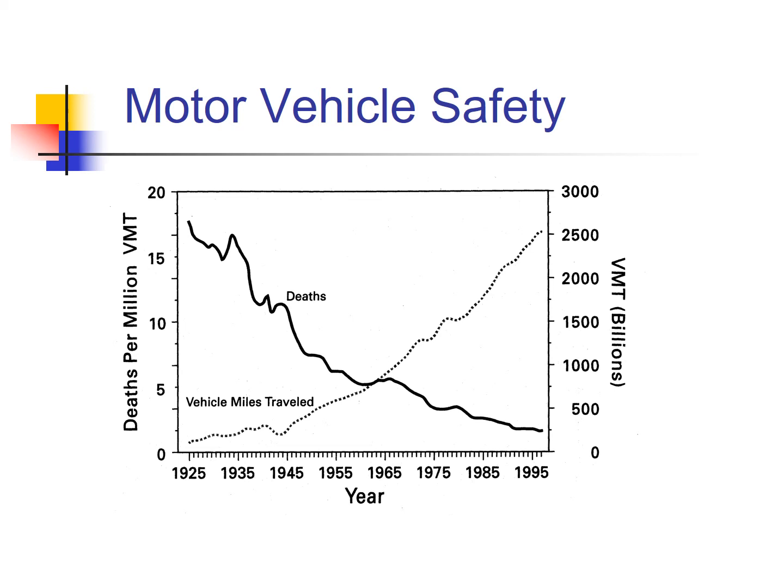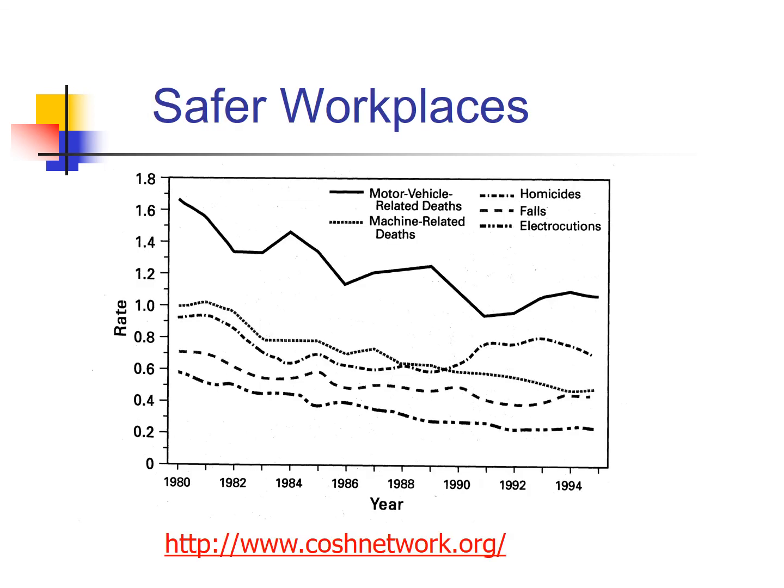Next slide. Safer workplaces. The data for this chart only cover the years 1980 through the late 1990s. Reliable data on causes of death were not available before that time. However, we do have estimates that deaths due to industrial occupations were approximately 61 per 100,000 in 1913 and 37 per 100,000 in 1933.